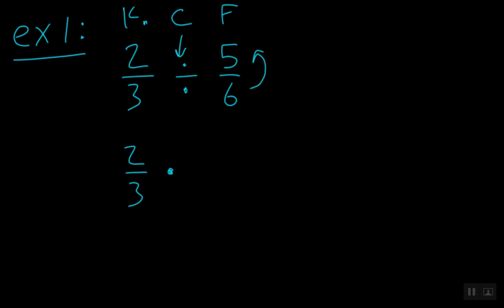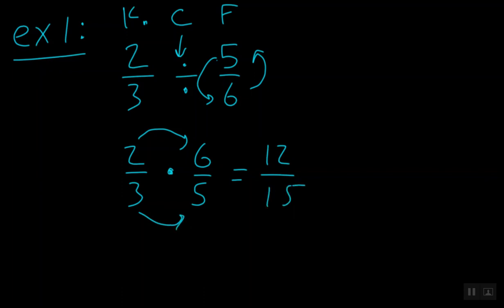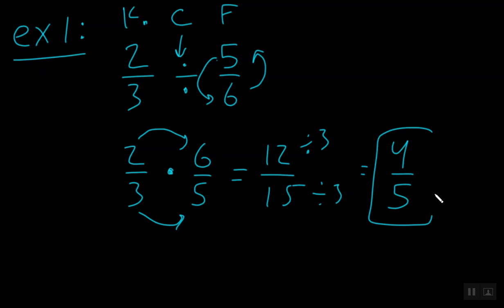We're going to take what's on the bottom and bring it to the top, and what's on the top and bring it to the bottom. So if I flip 5/6, I get 6/5. And now we're back to multiplying fractions. I do top times top. 2 times 6 is 12, and 3 times 5 is 15. And wait a second, if I'm pretty good with numbers, I notice that 12 and 15 can both be divided by 3. And so 12 divided by 3 is, of course, 4, and 15 divided by 3 is 5. And here is my reduced answer, 4/5.